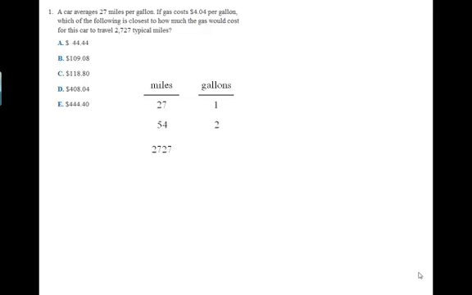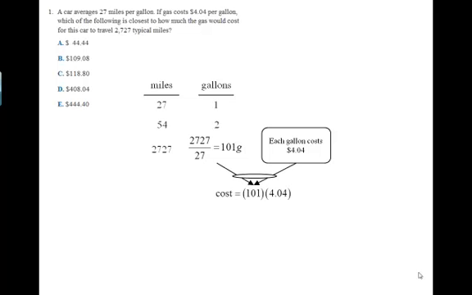Well, I see the pattern. It's divided by 27. So I used 101 gallons. And I see that each gallon costs $4.04. Therefore, the total cost is 101 gallons times $4.04, or $408.04.